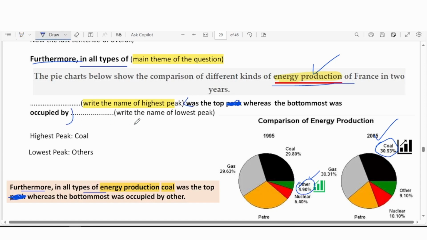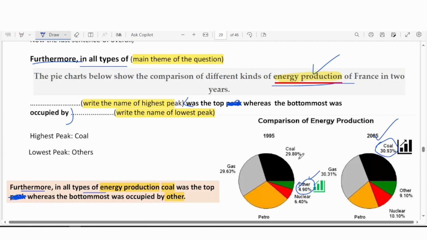Was the top whereas the bottommost was occupied by. Then write the name of the lowest value. The lowest value name is other. So see, these are the 3 things you just need to put, and then you write it. So furthermore, in all types of energy production, coal was the top, whereas the bottommost was occupied by other.